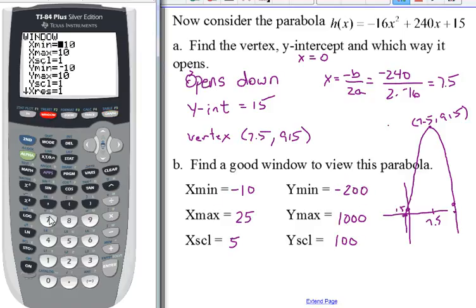So let's give this a go. So my window, negative 10, and then we've got 25 and 5, negative 200, 1,000, oops, one too many 0. Let's go back, delete, and 100. All right, so we're ready to graph.